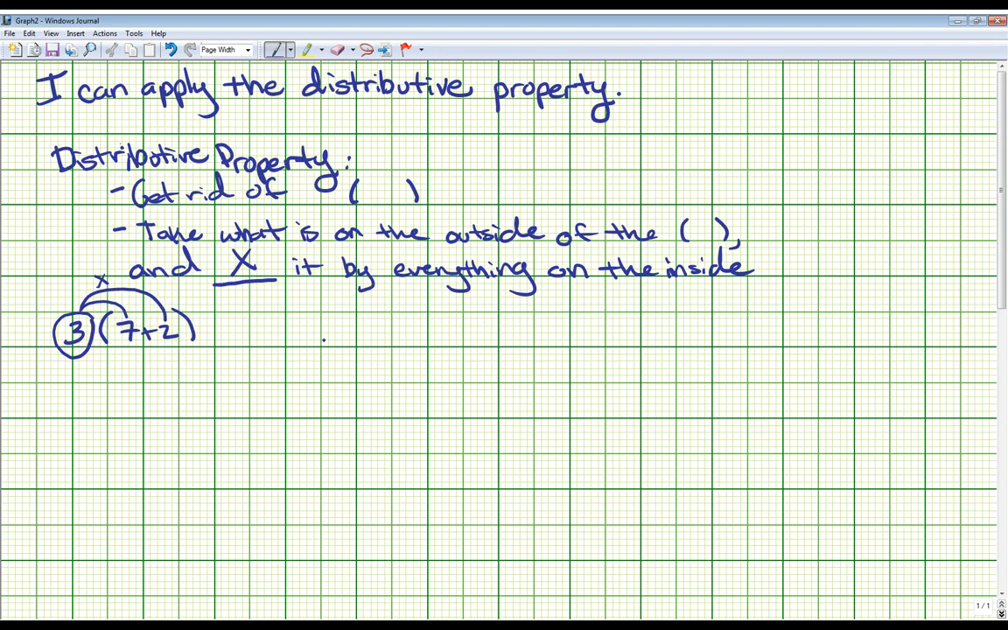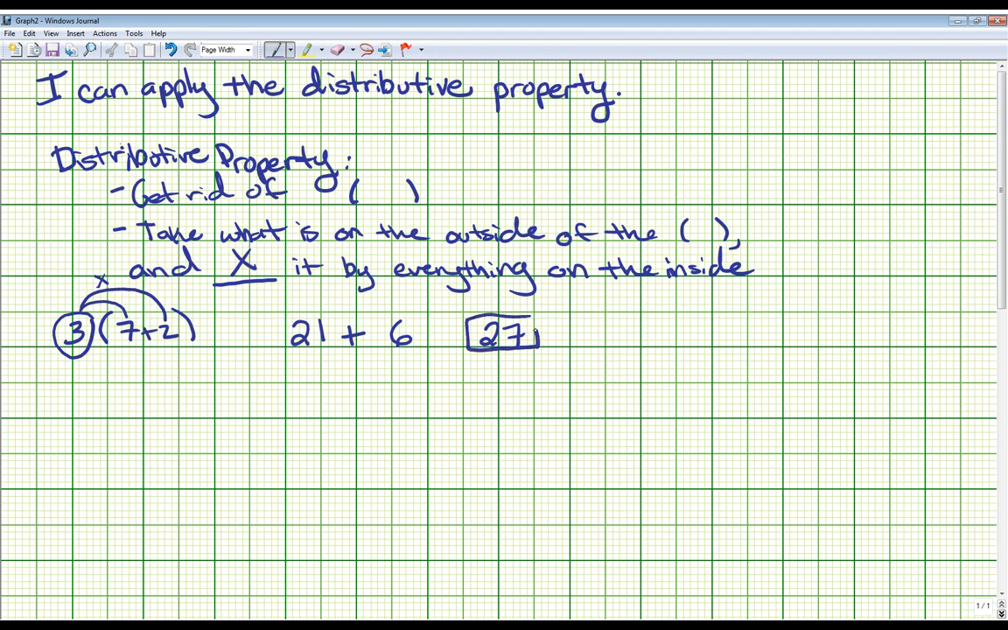So 3 times 7 is going to give me 21. And I see a plus sign in the parentheses, so I'm going to put a plus sign here. And if I take the 3 and times it by 2, that would give me 6. So I have just now gotten rid of these parentheses by distributing or using my multiplication rainbows. So now all I do is 21 plus 6, and that'll give me my final answer. And that would be 27.